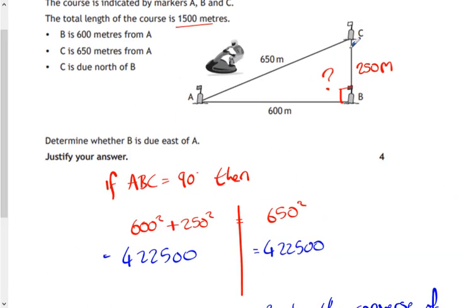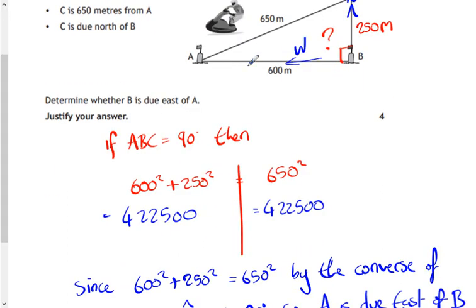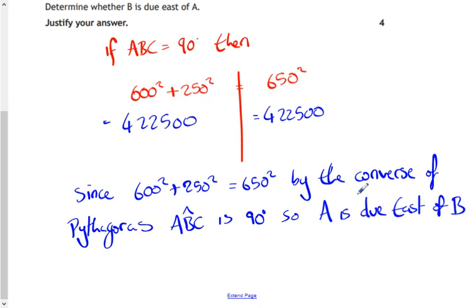Yeah, so that way to north, that way to east. Oh, to west. What am I saying? Is B due east? Yeah, so that way is east, sorry. B is due east of A. Silly Billy. Getting my directions the wrong way around.